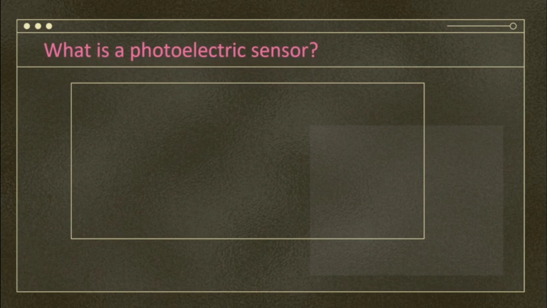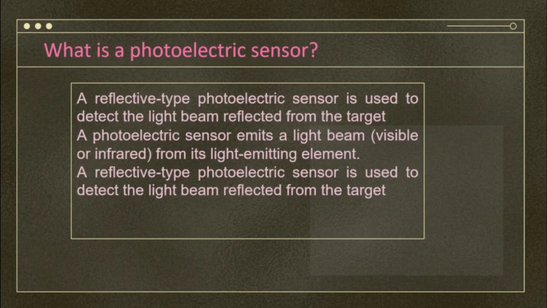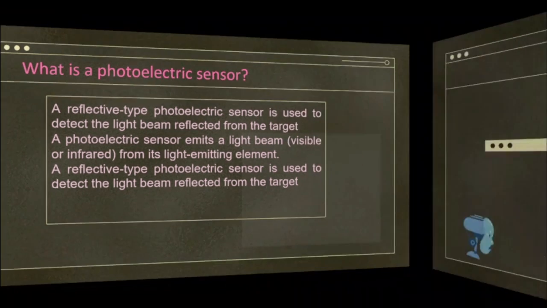And now, what is a photoelectric sensor? A photoelectric sensor emits a light beam, visible or infrared, from its light-emitting element. A reflective type photoelectric sensor is used to detect the light beam reflected from the target.